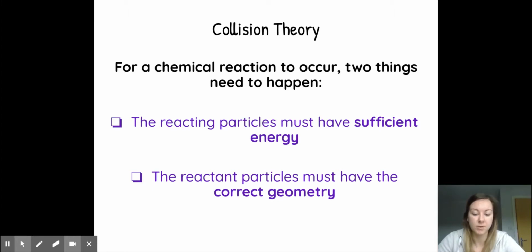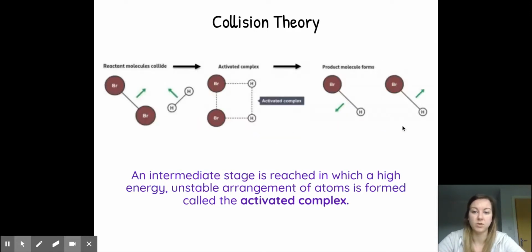Now, that's something we're going to look at in more depth in the following lesson. And the reactant particles must have the correct geometry. So they must collide in a specific manner, which is going to help them react. So let's have a look at what this looks like. We have a bromine molecule and a hydrogen molecule here, and they are coming together to react. Now, what happens when they come together is there is something called the activated complex, which is formed.